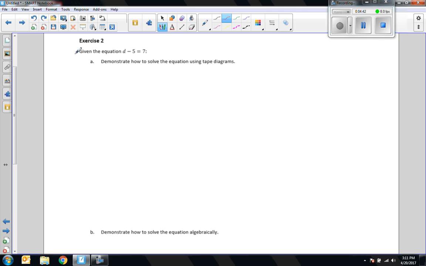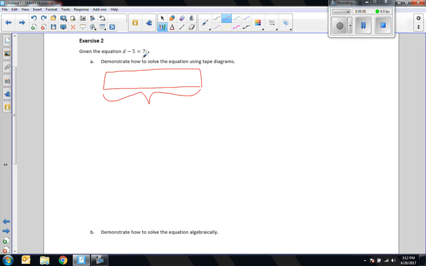Exercise 2. Given the equation d minus 5 equals 7, demonstrate how to solve this using a tape diagram, and then demonstrate how to solve it algebraically. So pause the video, see if you can come up with a solution, and then come back and check. Okay, so to do a tape diagram, we know this whole thing is equal to 7.